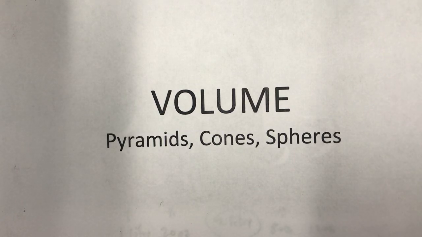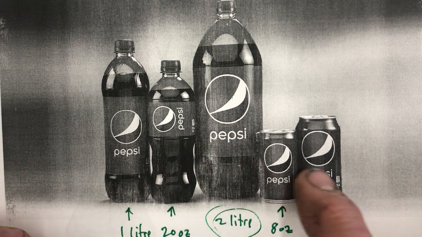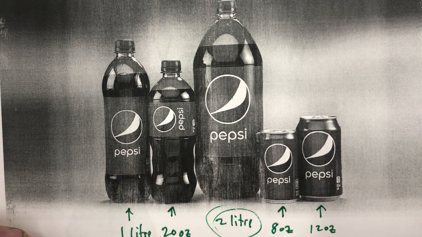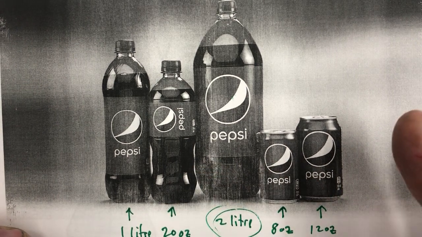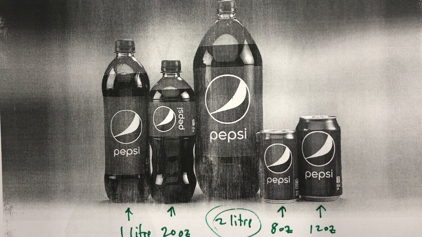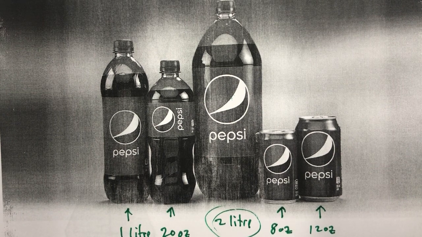All right, so we're looking at volume of pyramids, cones, and spheres in this one. Now, as we talked before, volume is the space inside of something. So like we can see these different sized drinks of Pepsi, the volume inside is how much drink you're getting. The bigger it is, the more drink you're going to get, the bigger the volume. So that's what we're looking at as far as volume is.